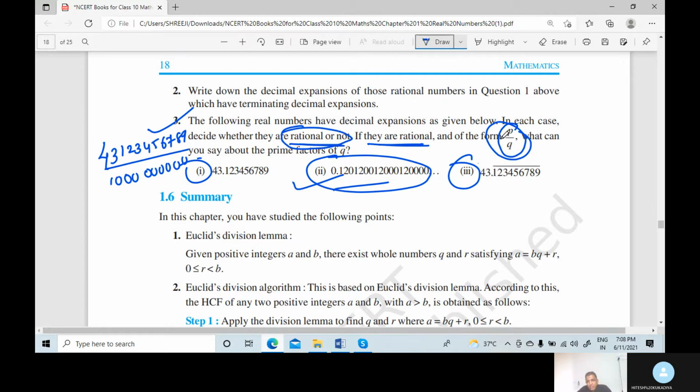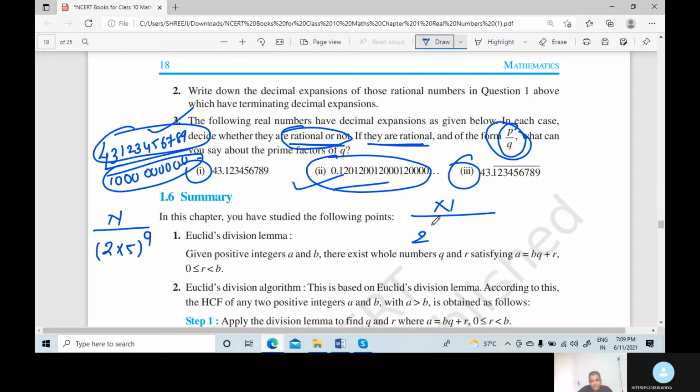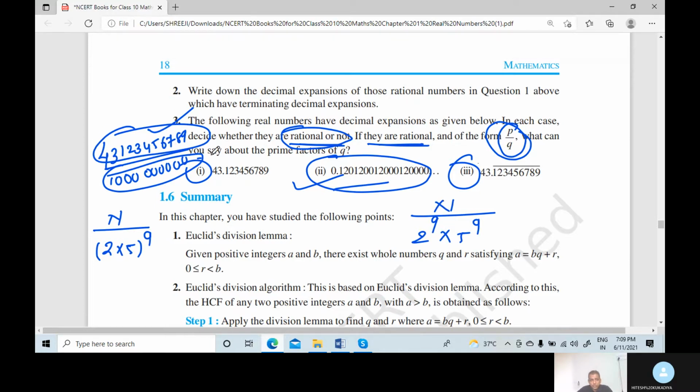If they are rational and of the form P upon Q, here we convert the numbers to numerator P and denominator Q, right? Now, what can you say about the prime factors of Q? Now we discuss only the denominator, not the numerator. The numerator already gives the answer. The numerator cannot change here, but the denominator is 10 to the power 9, so you can convert it into 2 raised to 9 times 5 raised to 9. Two 5s are 10, so 10 raised to 9. So the numerator stays as it is and the denominator is converted into 2 raised to 9 times 5 raised to 9. Is that clear? So for the prime factorization of Q, the denominator can be written with the primes 2 and 5.